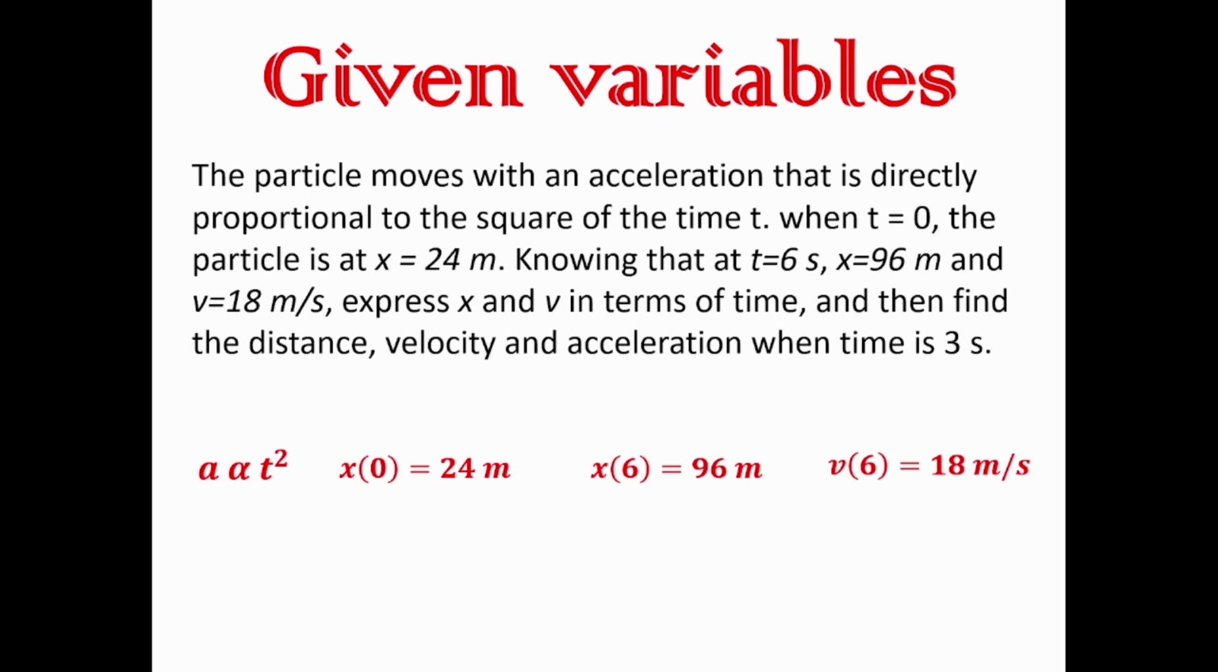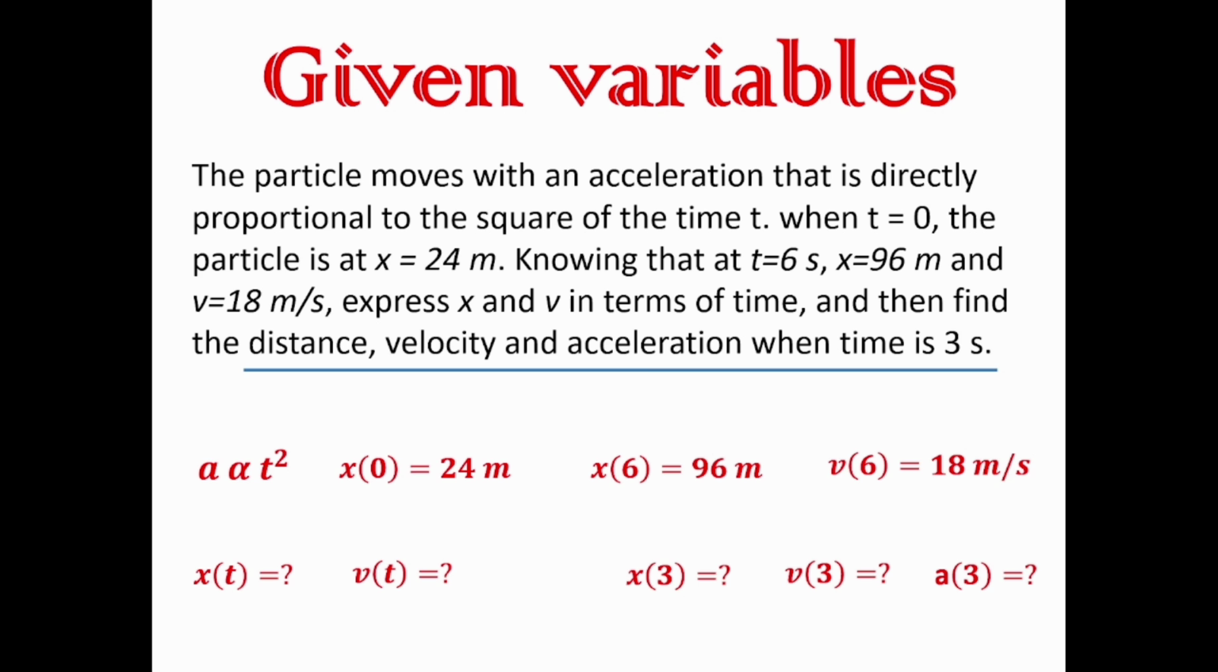The first aspect of the question requires us to express x and v, that's the displacement and velocity, in terms of time, that is to say x(t) is unknown, v(t) is unknown. Then we have to look for the distance, the velocity, and acceleration when the time is 3 seconds. That is to say x3 is not known, v3 is not known, and a3, the acceleration when the time is 3 seconds, is not known.